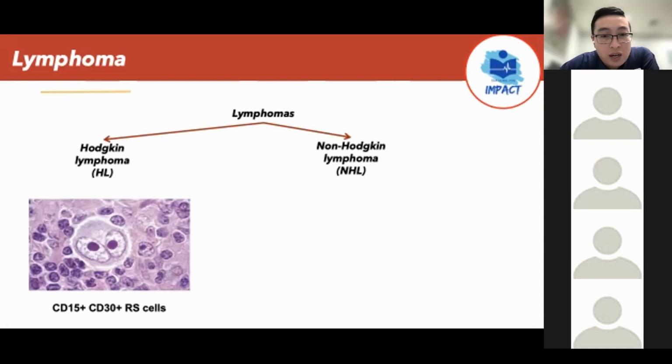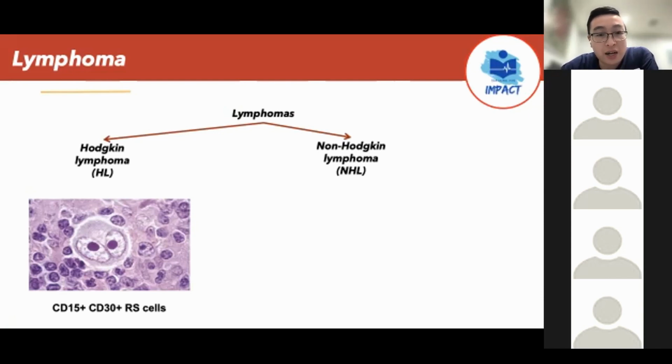In Hodgkin's lymphoma, the most common presentation is asymptomatic lymphadenopathy, most commonly in the neck, but sometimes it presents when you do a routine chest X-ray and see a large mediastinal mass. That's also a common presentation for Hodgkin's lymphoma.